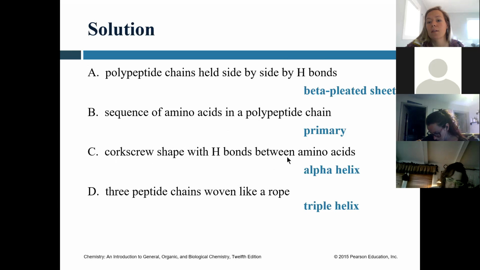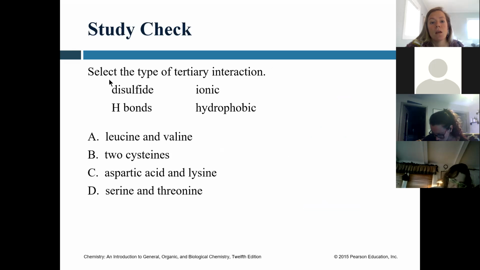Corkscrew shape with H bonds. So the corkscrew is our alpha helix, and three peptide bonds woven together, that's our triple helix. So this is what I'm kind of talking about, where this is a little bit more definition based. Your lab gives you some practice on these. Okay, this says select the type of tertiary interaction. This one I'm not gonna have you get into because I don't expect you to have the amino acids memorized.